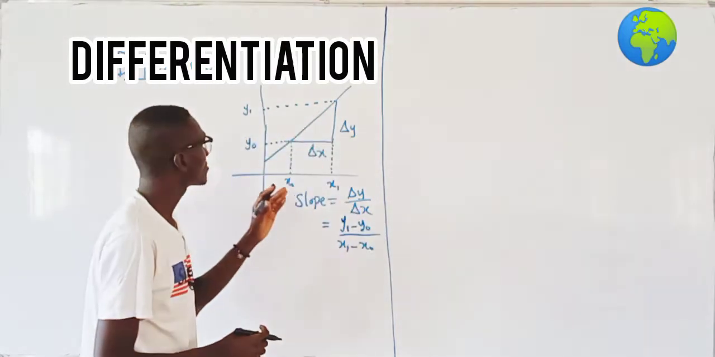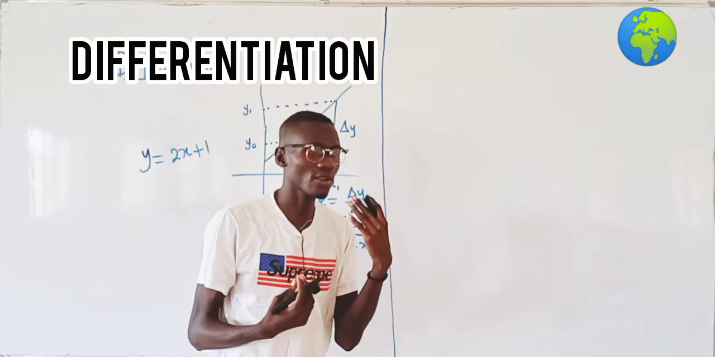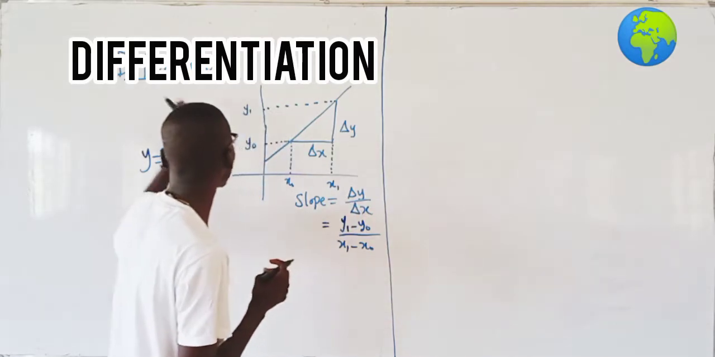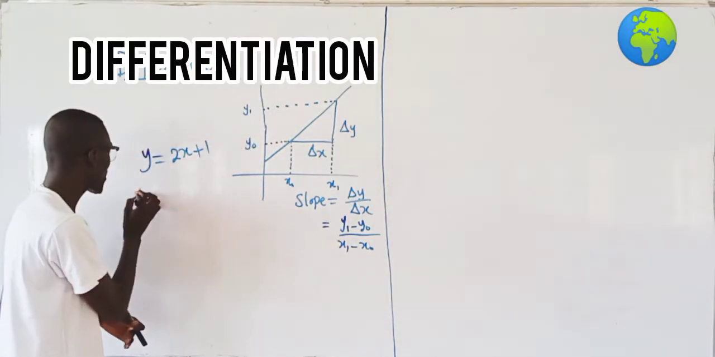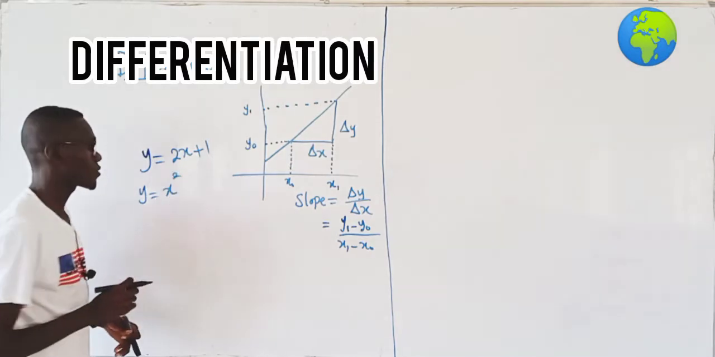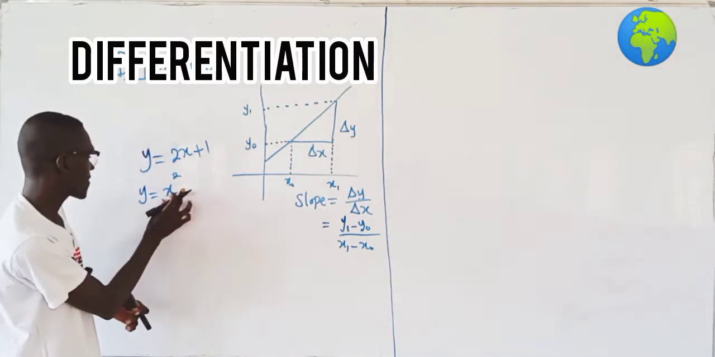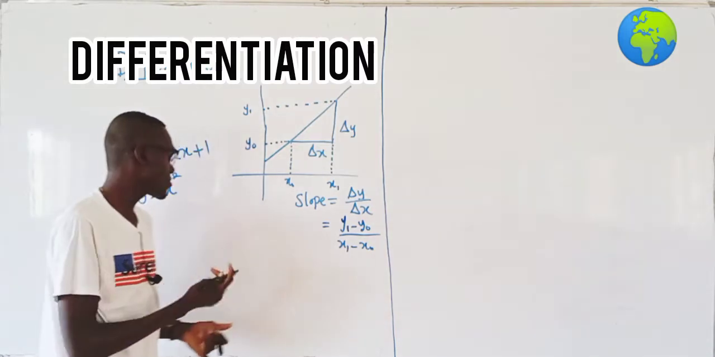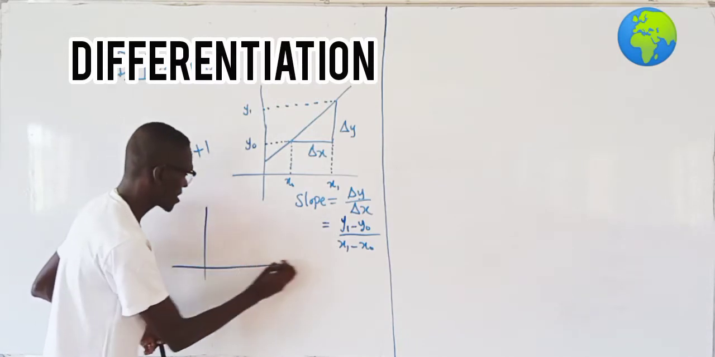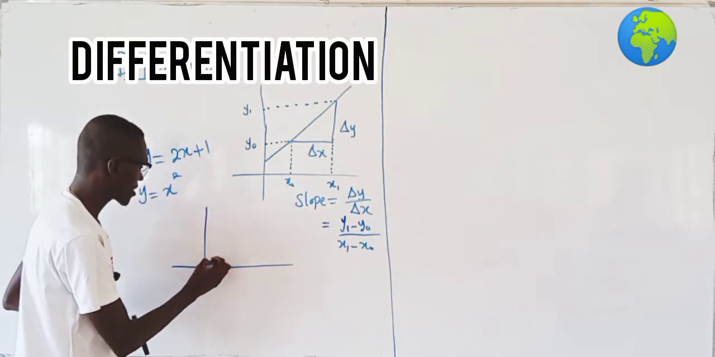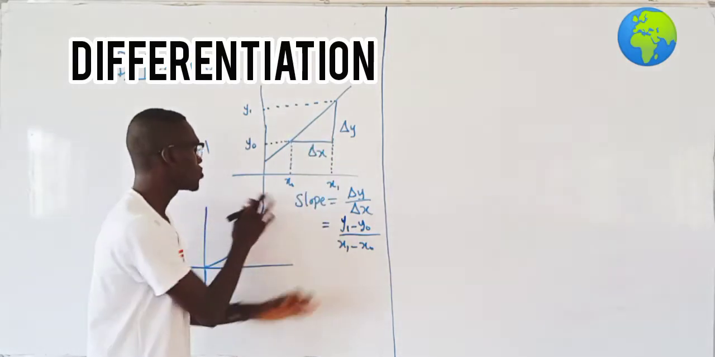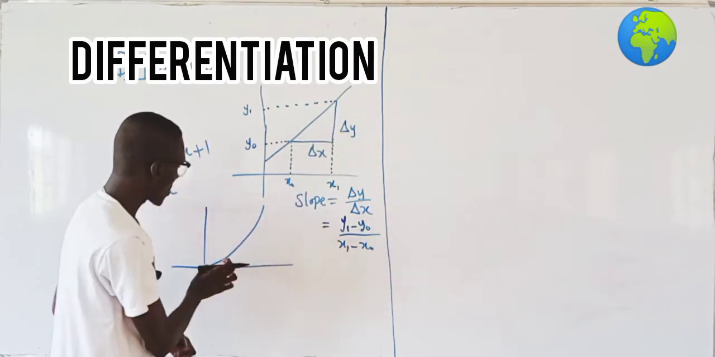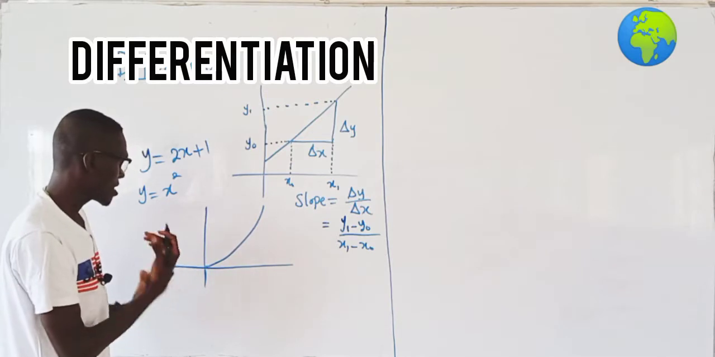How about when you have a curve? Introducing the concept of calculating the gradient of a curve is why we brought about differentiation. So how about when we have a function y equals x squared? The power of the independent variable x is 2, which makes it a quadratic equation, and a quadratic equation is going to be a curve. We formed a triangle to calculate the slope of a straight line, but how about that of a curve? This one is going to be a bit hard.